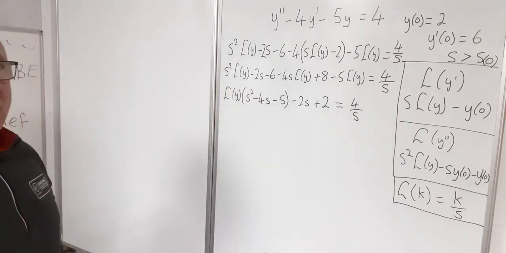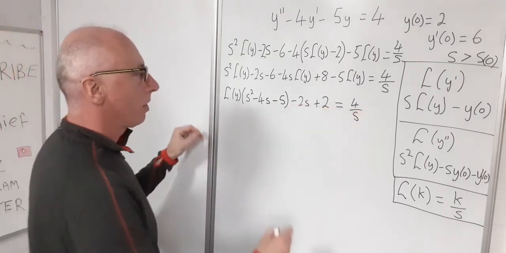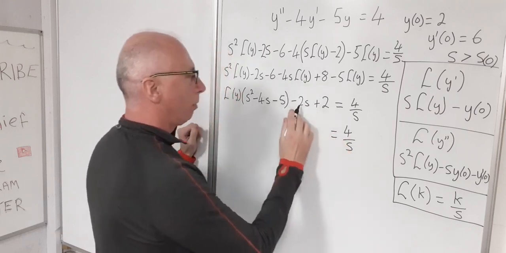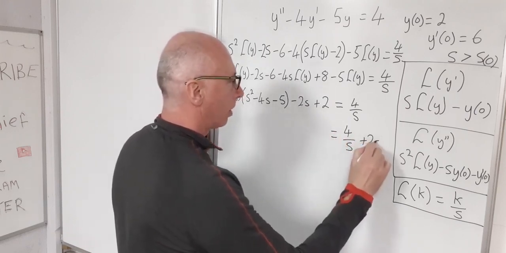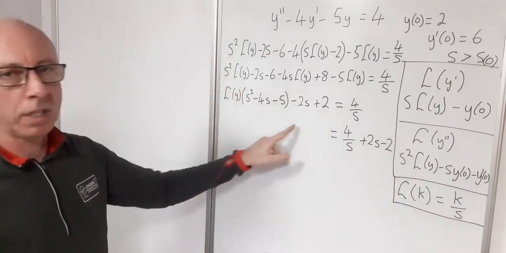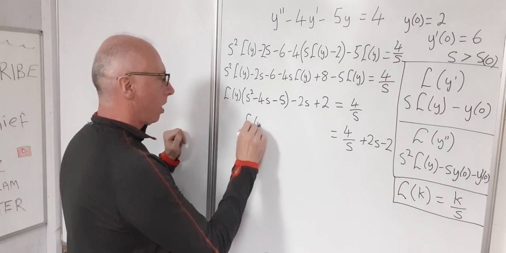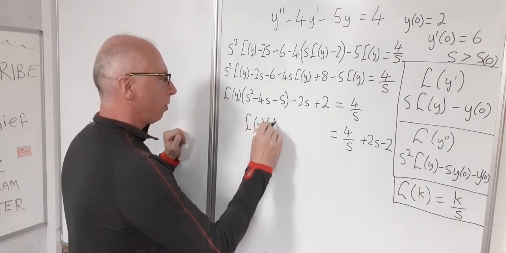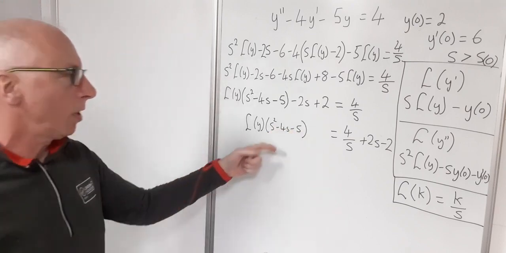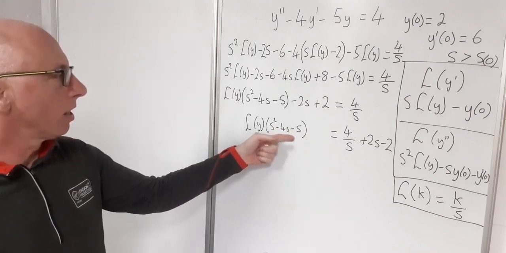Okay, right. Let's move this stuff onto this side. So now I'm going to have 4 over s plus 2s and then minus 2. And this is just going to be the same. So I'm just going to write that as Laplace of y times s squared minus 4s minus 5. Okay, my next level of working, I'm going to try and factor this out. I can see that can be factored. So I'm going to do that next.